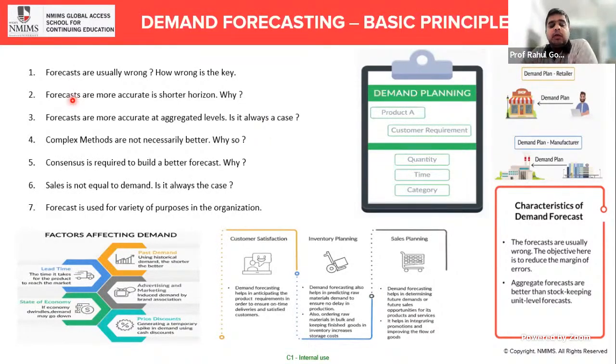Clear? Okay, point number four, that complex forecasting methods are not necessarily better. Why so? Do you agree with this statement or not? Is it a guarantee that complex forecasting methods will always generate a better, more accurate forecast? Is it a guarantee? Anyone on point number four? Complex methods are not necessarily better.